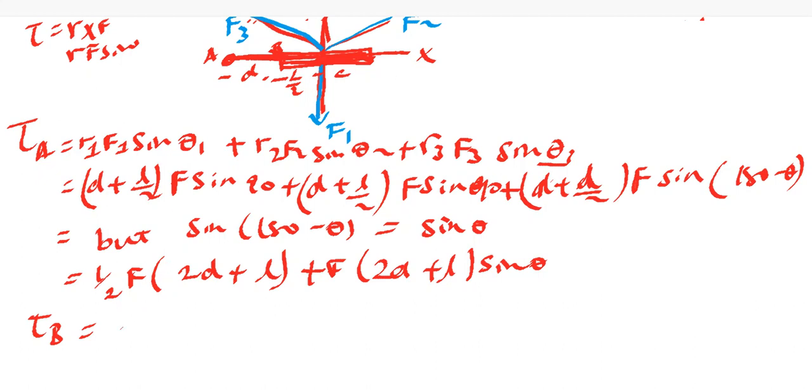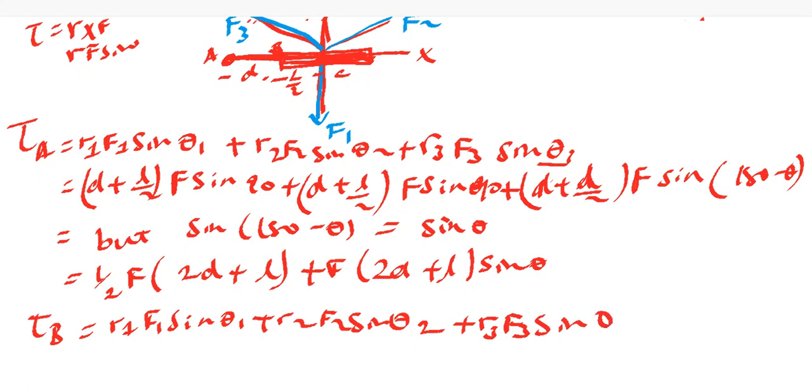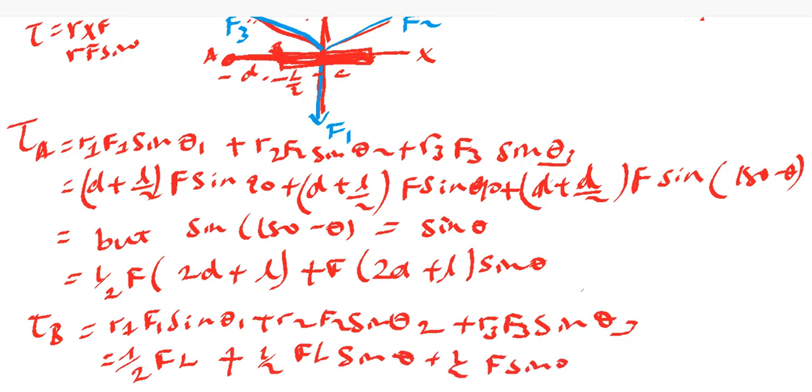የሶስቱን ኢፌክት ብናይ r1 f1 sin theta 1 plus r2 f2 sin theta 2 plus r3 f3 sin theta 3, this is equal to እዚህ ላይ ሆነን ስናይ f1 is l over 2 አይደለ ማለት ከዚህ ጋር ማለት ከዚህ እስከዚህ l over 2 ስለዚህ 1 over 2 f l plus 1 over 2 f l sin theta plus 1 over 2 f sin theta ይሄኛውንም ስንደማምረው 1 over 2 f l plus f l sin theta ይሆናል ይሄኛው.